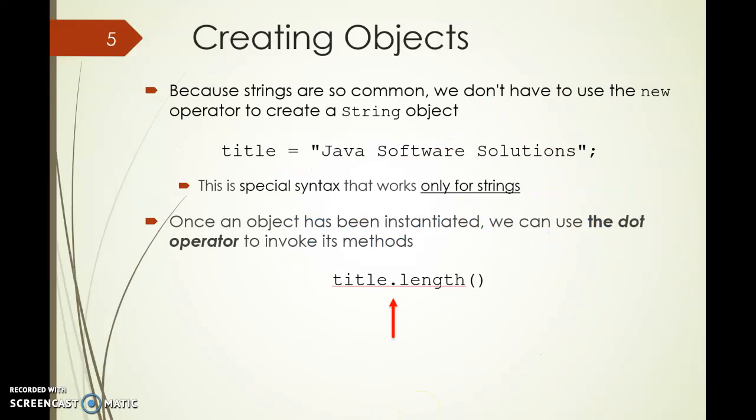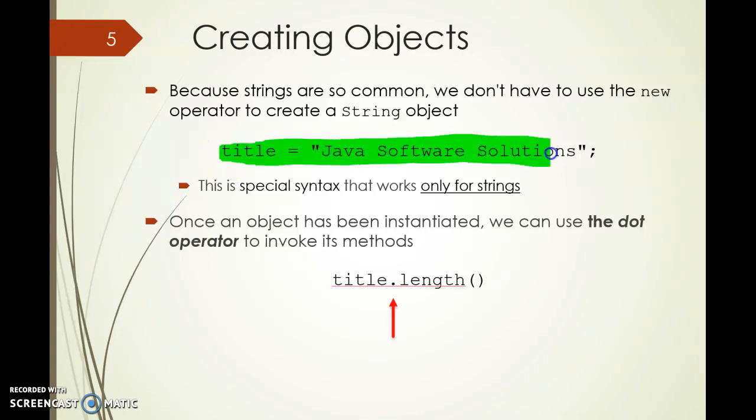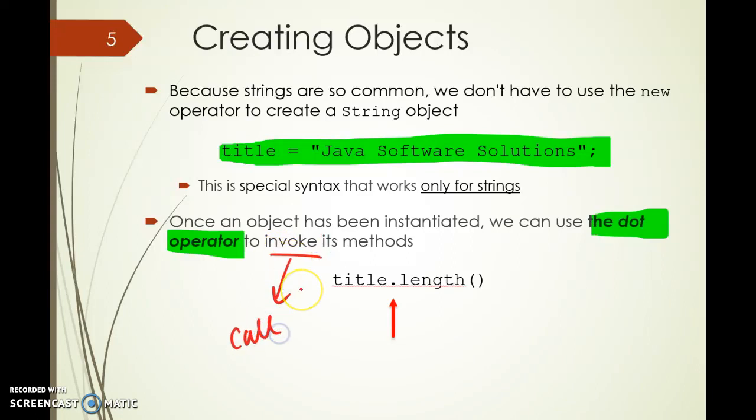Now, because strings are so common, like I said a minute ago, we don't have to use the new operator to create a string object. We can simply just say the variable name equals and then use the double quotes to contain the string. And this special syntax only works for strings. Once the string object has been instantiated, or any object for that matter, we can use the dot operator or dot notation to invoke the methods. Now, invoke is a fancy word for call. So essentially saying I'm going to call the methods that the object is allowed to use. This right here is an example of the method.